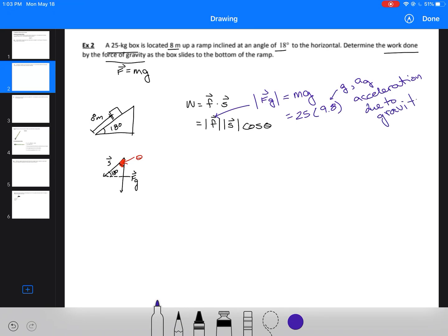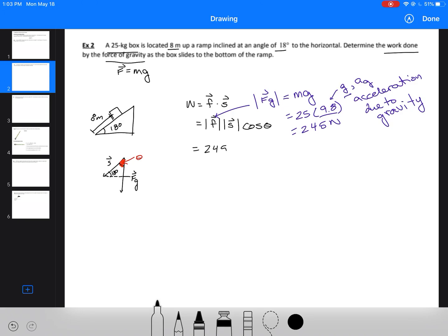This is an accepted constant. You would have seen it before if you've taken physics. If you haven't, G is 9.8. There you go. So when we multiply those two together, you get about 245 newtons. And so now we can put that into our equation.